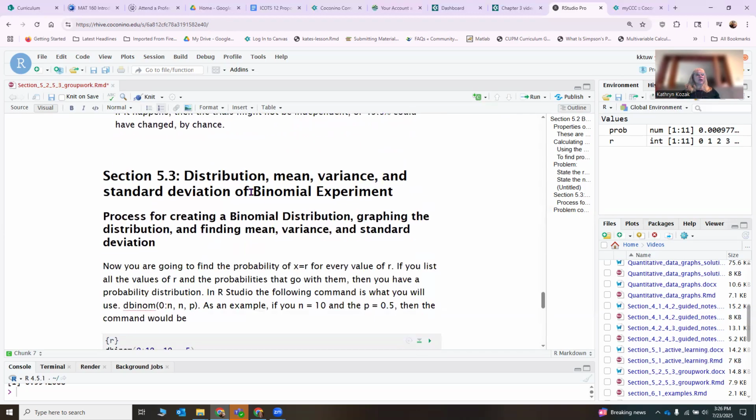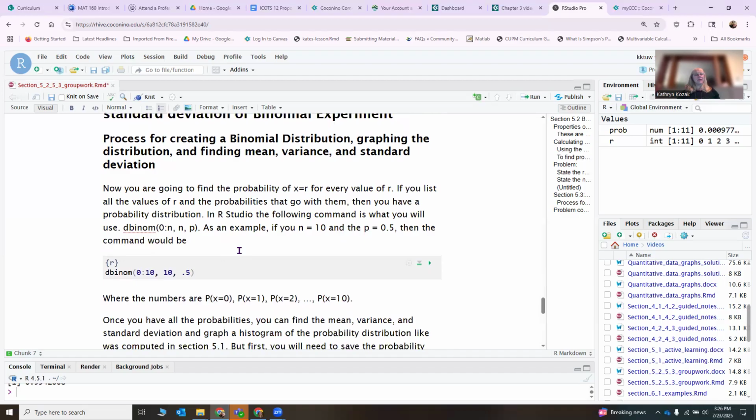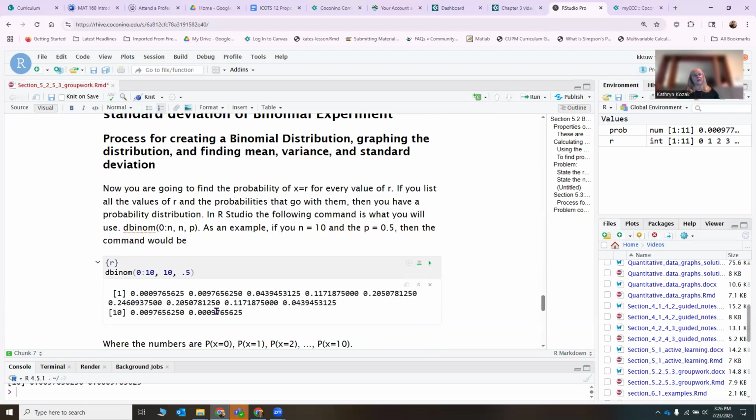The last thing I want to do is show you how to calculate the mean, variance, and standard deviation of a binomial experiment, and draw the graph. This is the same thing we did with discrete probability distributions, so there's nothing really new here. You would find the probabilities. Let's say we have 10 items and your probability is 50% or 0.5, then you can calculate all of these by doing dbinom of 0 to 10, 10, and 0.5. You do the calculation, it will calculate all those for you, and there's all your numbers.